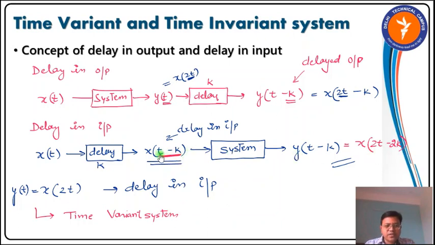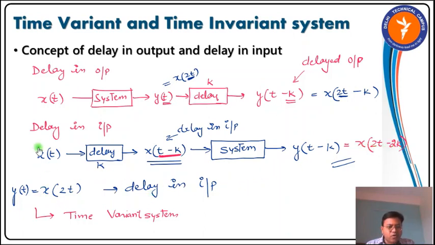And how did we calculate this delay? We just substituted the time t with t minus k. If I substitute t minus k here, I will get this x of 2t minus 2k.